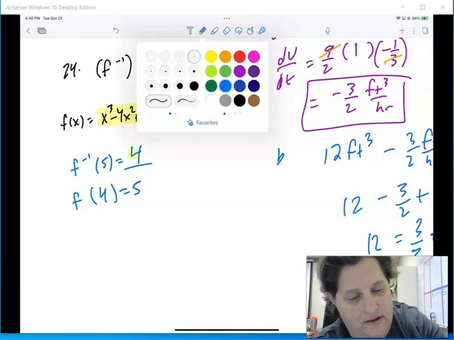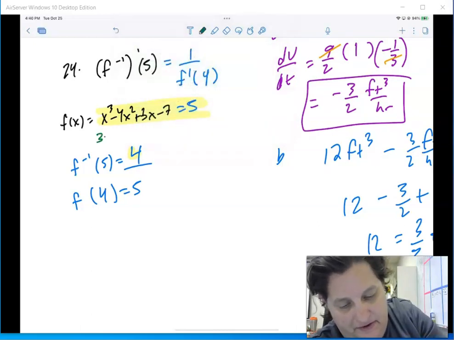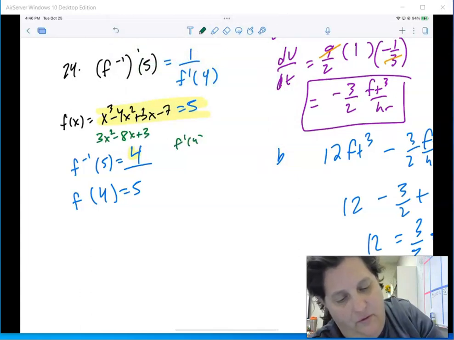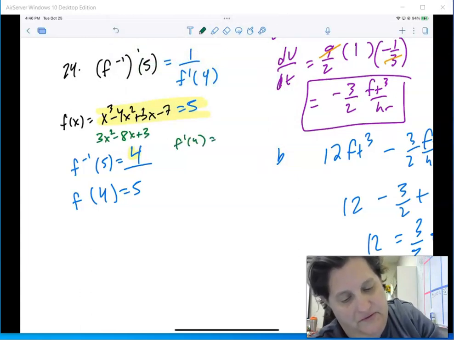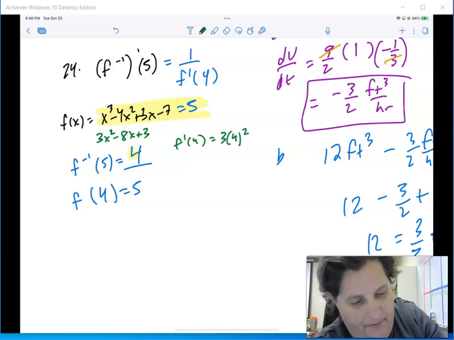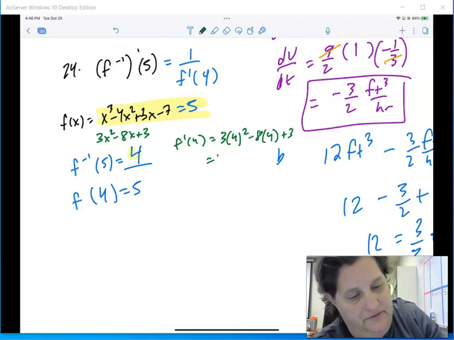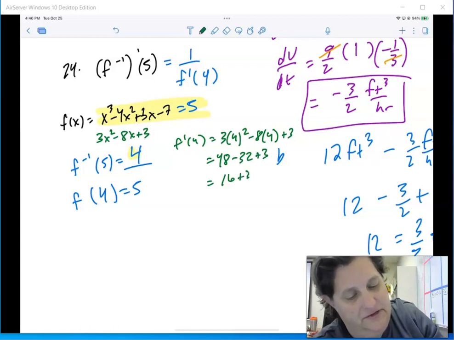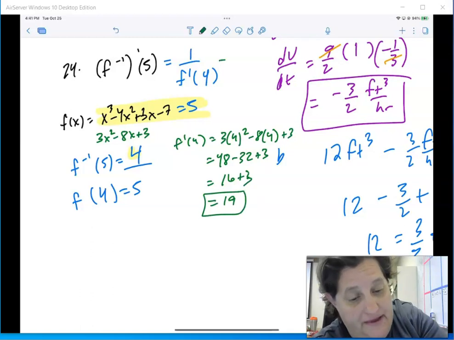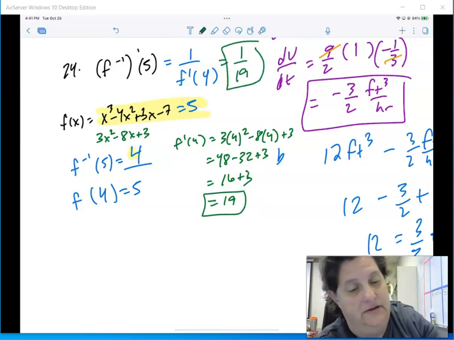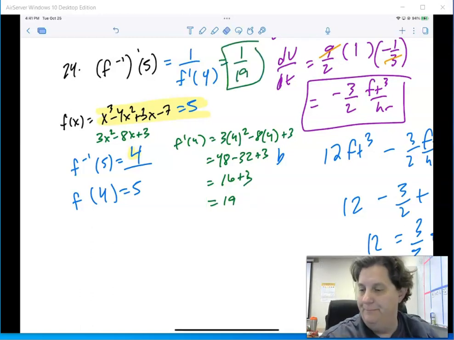I can do that on my calculator, or I can pretty easily just take the derivative of this. And then at 4 is going to be 3 times 4 squared minus 8 times 4 plus 3. So it's going to be 16 times 3 is 48, minus 32, plus 3. It's going to be 16 plus 3. That's going to be 19. But the answer is going to be 1 over 19. I'll box that.